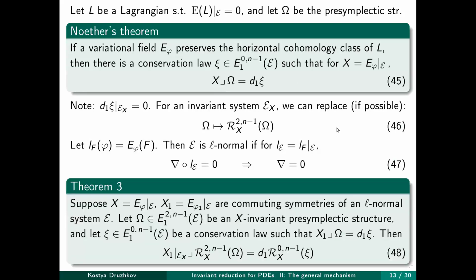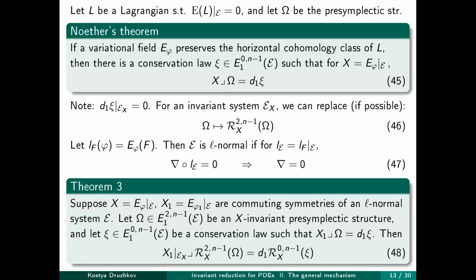Yes, for an invariant system epsilon_X, we can replace omega with its reduction, if it's possible, and describe the same relation between symmetries of epsilon_X, not necessarily restrictions of symmetries from epsilon, just any Noether symmetries of epsilon_X, and the corresponding conservation laws with reduced homological degree. So we can replace omega with its reduction, and this replacement expresses the Noether theorem for invariant solutions, or for systems that describe invariant solutions.